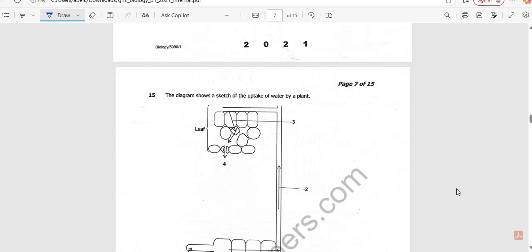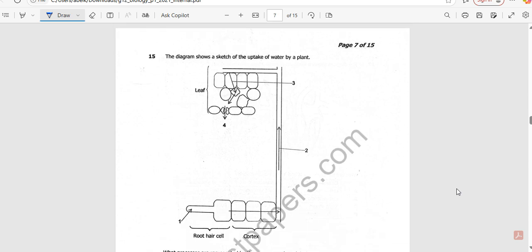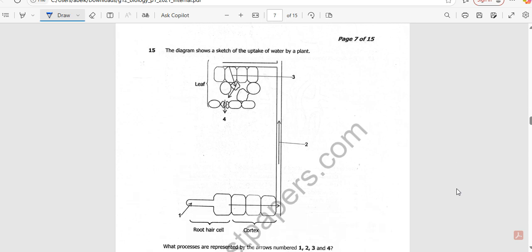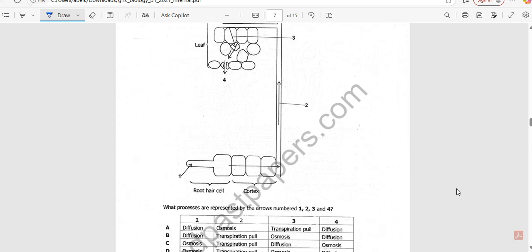The following shows a sketch of the uptake of water by a plant. So you have a leaf, then you have three, four, two, one. So root area. Under the uptake of water and mineral salts, we understand that at the same point where we have the root hair cell with this longitudinal or elongated outgrowth, this is where absorption takes place. For something to be absorbed, it means that here we have more water molecules and mineral salt.